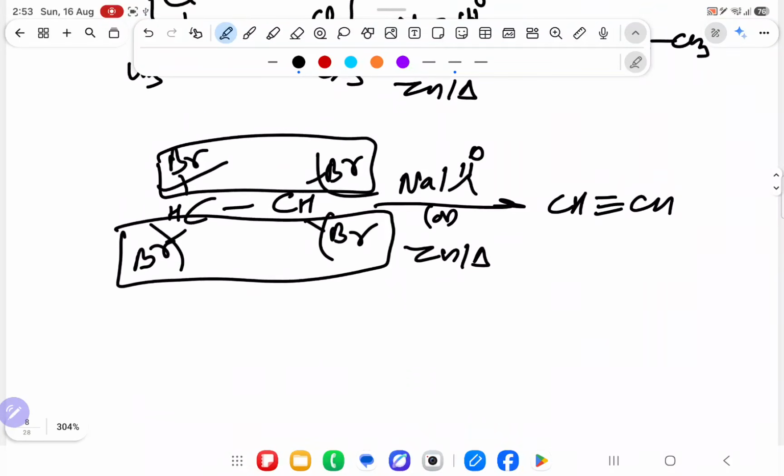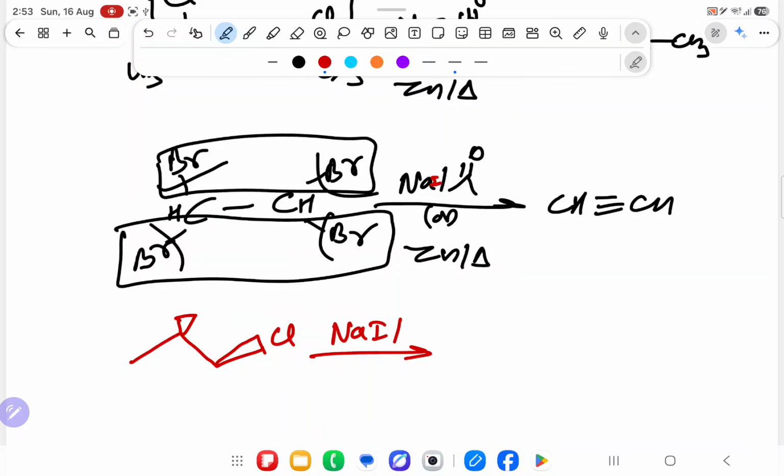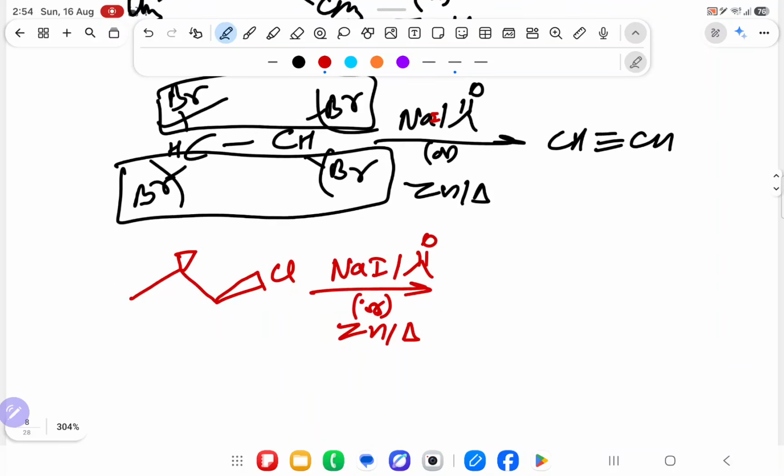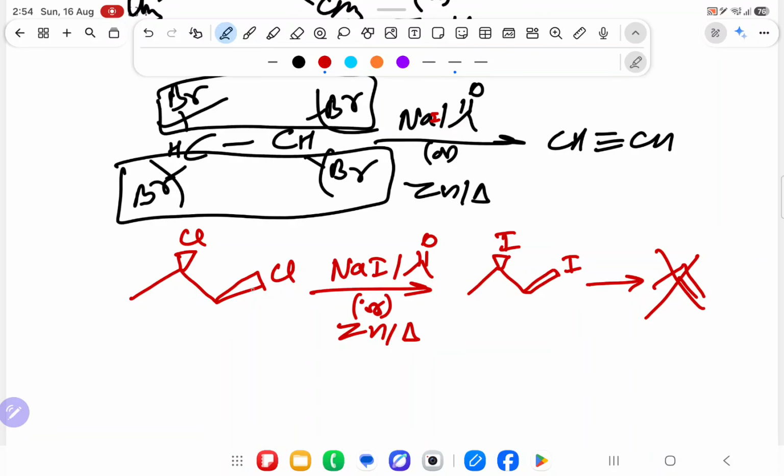Sir, you have written anti-elimination. What do you mean by that? Suppose I take one example here: 1 Cl here and 1 Cl here, and I am taking NaI in presence of acetone, or Zn in presence of heat. Will it form a double bond? No sir. It will do only the halogen exchange method: I will come here and I will come here. After that the double bond will not form, because both are not anti; one will be wedge, one will be dash.